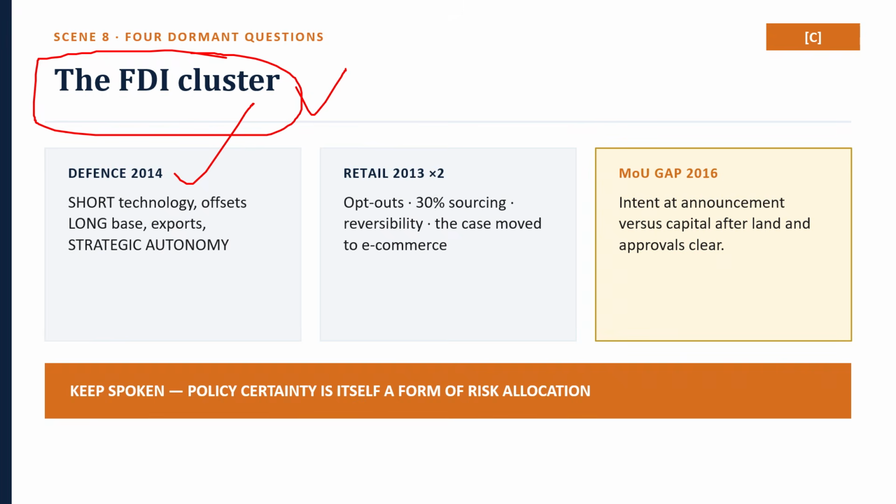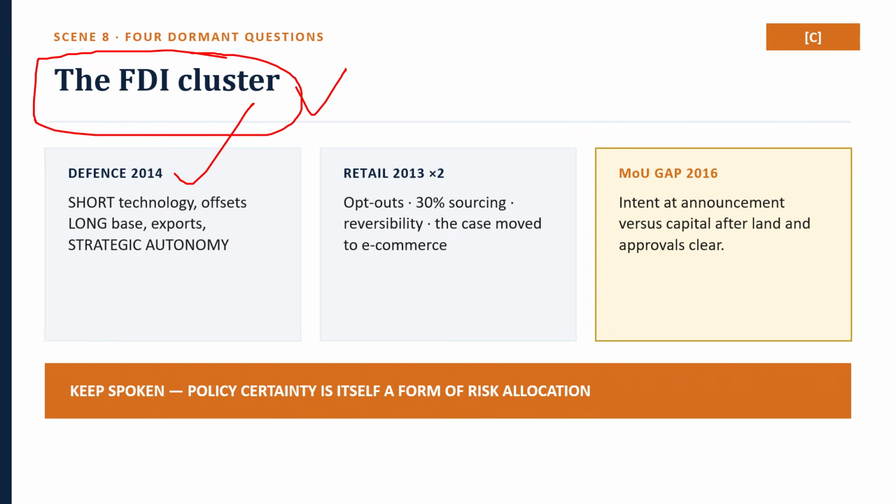The multi-brand retail: both 2013 questions in one frame. On supply chain management, the argued gains are back-end investment in cold chain and warehousing, disintermediation between farmer and retailer, and better price realization for producers. The argued losses are pressure on small retailers and on the traditional mandi trade.